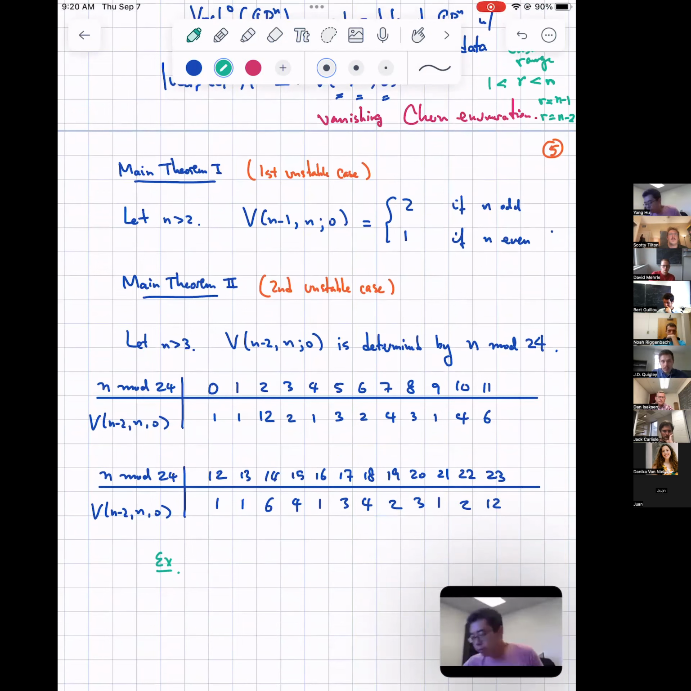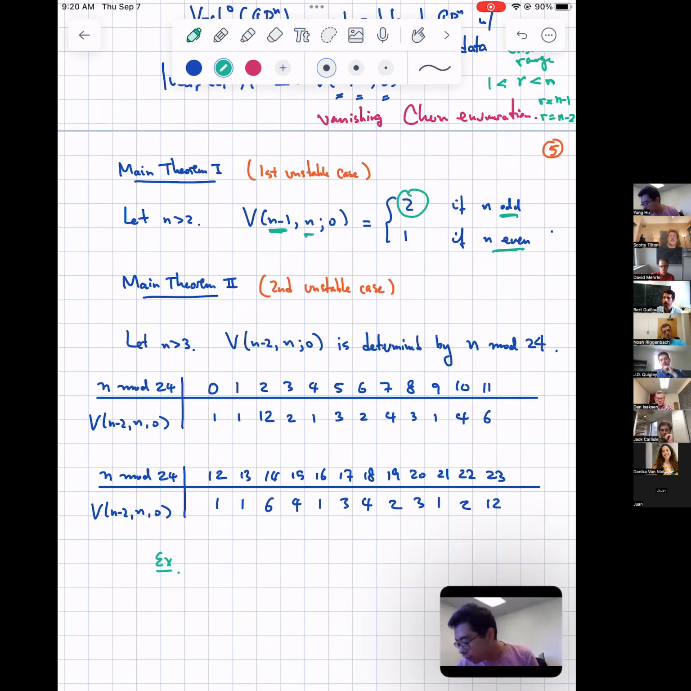So our first main theorem enumerates the number of rank n minus 1 bundles over CP^n whose Chern classes all vanish. And that's the first unstable case. And the result is the following. It depends on the parity of n. So when n is odd, this enumeration result is 2. So there are exactly 2 rank n minus 1 bundles over CP^n whose Chern classes all vanish. Of course, one of them has to be the trivial bundle. So we have found a non-trivial rank n minus 1 bundle over CP^n whose Chern classes all vanish.